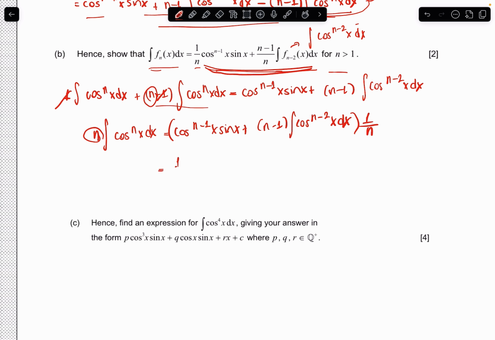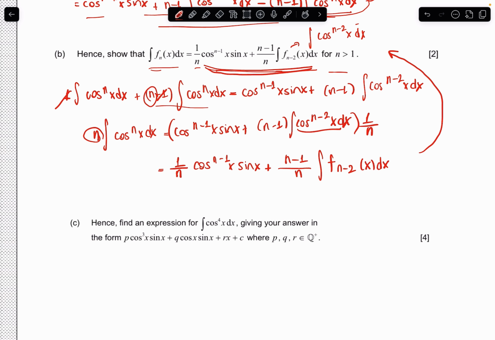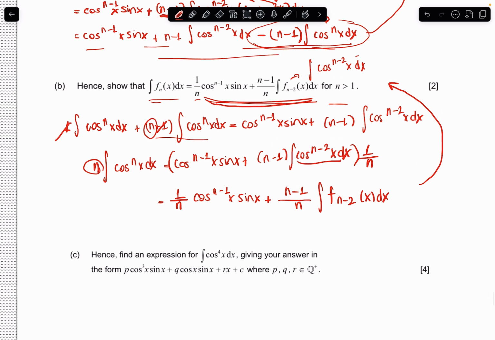And if I do that, what I'm going to be left with is what the question wanted me to find here. So 1 over n cosine n minus 1 x sine x, again, as I've said. And then I add n minus 1 over n times the integral, which basically equals f sub n minus 2 x dx. So we're left with this part of the equation that was required for us to find.